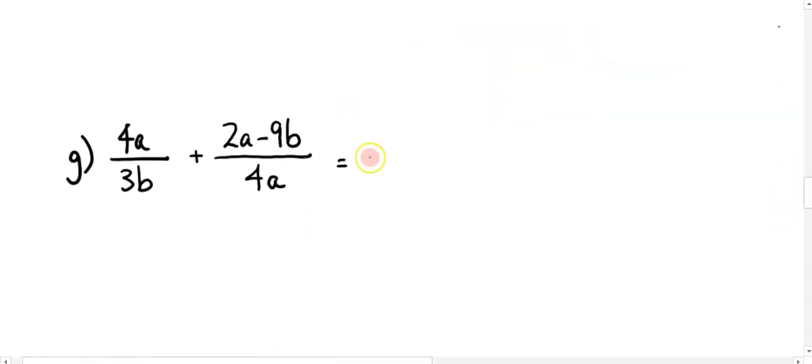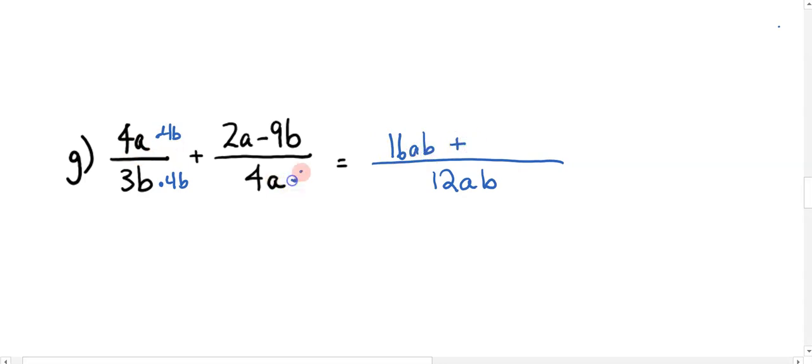All right, common denominator here, 3 and 4, it's going to be 12. B and no B, well, I need a B. A and no A, well, I need an A. I'm going to write them in alphabetical order, 12AB. So here I'm missing 4 and a B. So I'm going to get 16AB plus. Here I'm missing a 3 and a B.